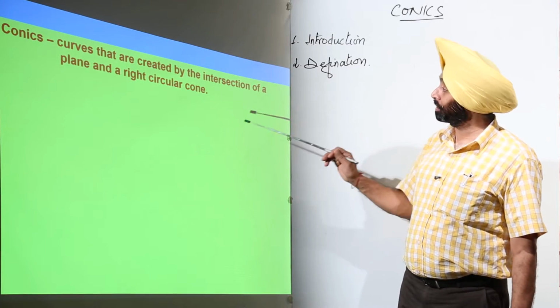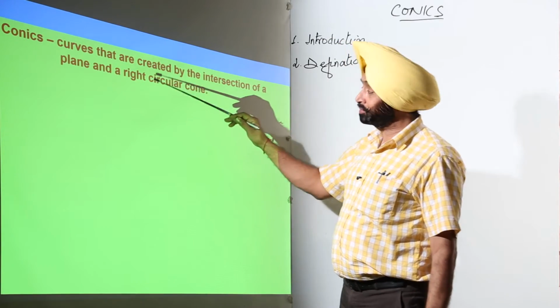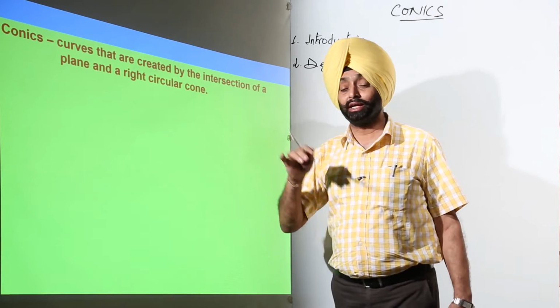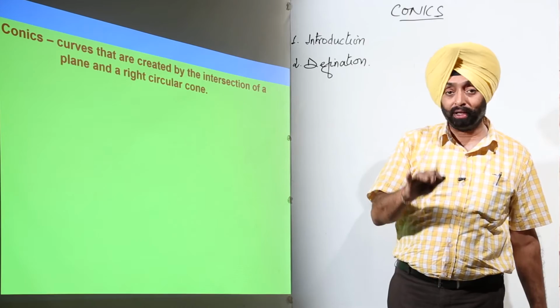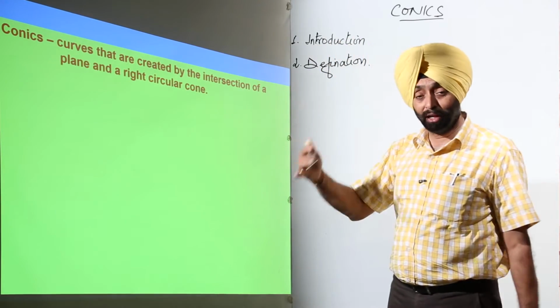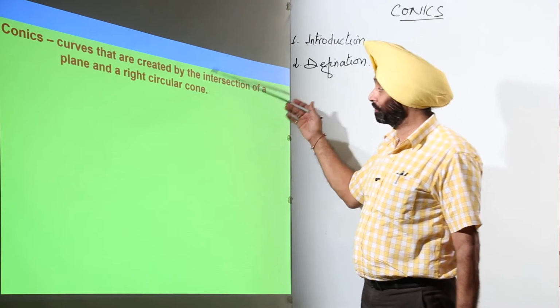For the definition part now, for the conics: curves that are created by the intersection of a plane and a right circular cone. What I told you, intersection of a plane with a double napped right circular cone, was the correct, accurate definition. Okay, this is also okay, perfect.